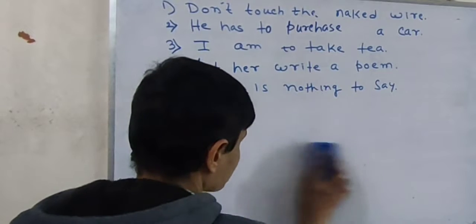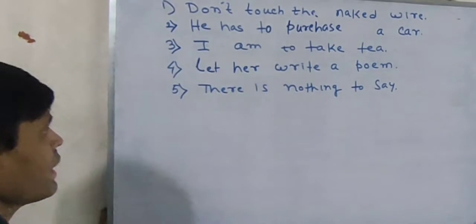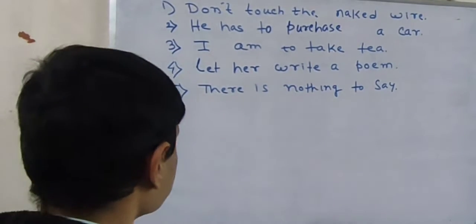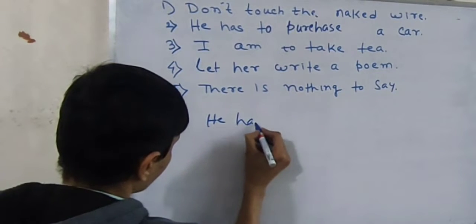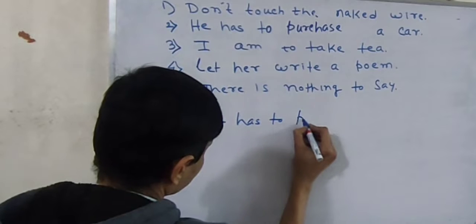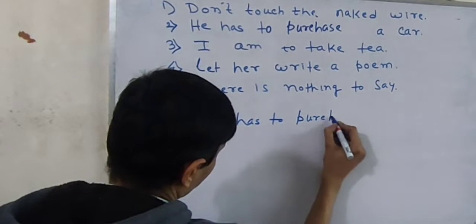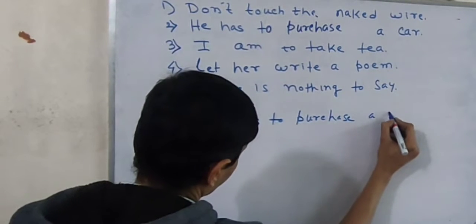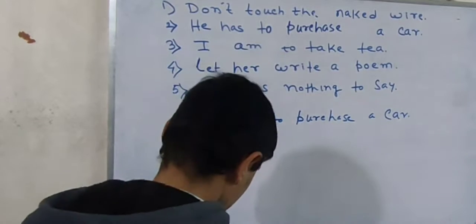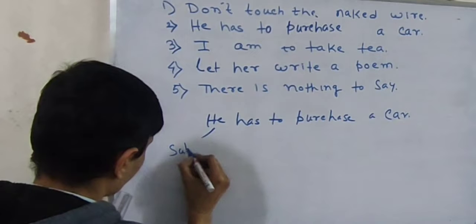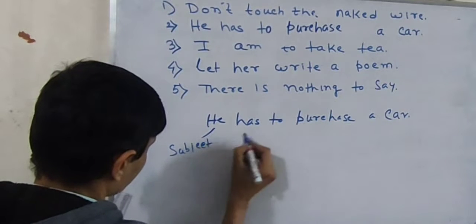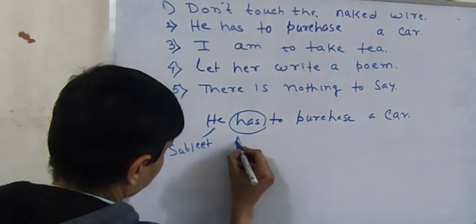Now look over the second sentence properly. He has to purchase a car. He has to purchase a car. This is the sentence. Purchase a car. He is the subject here. Has is the auxiliary verb.